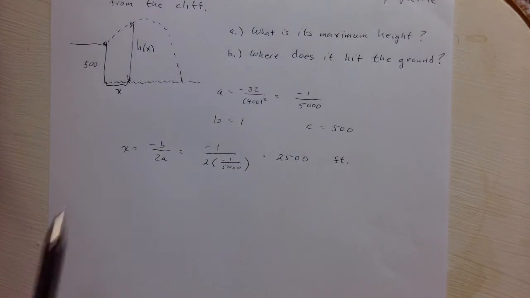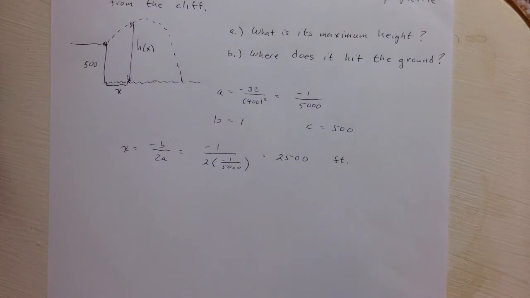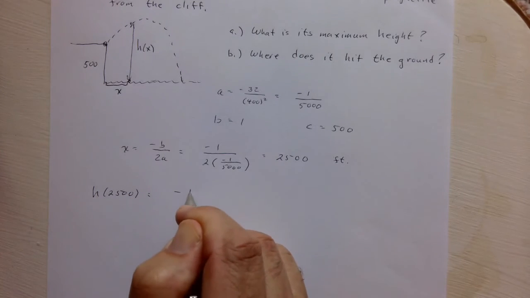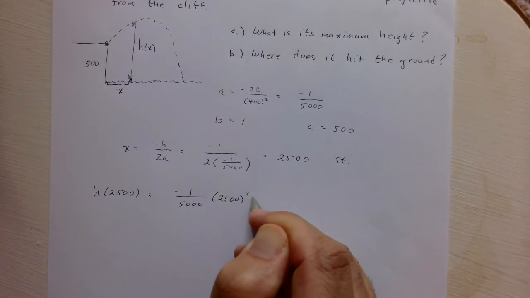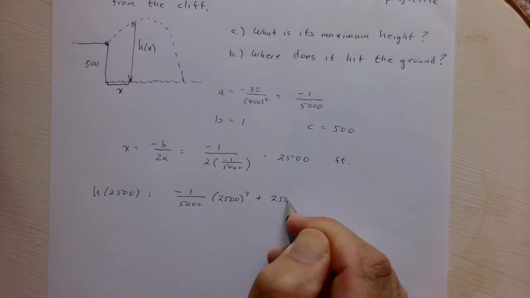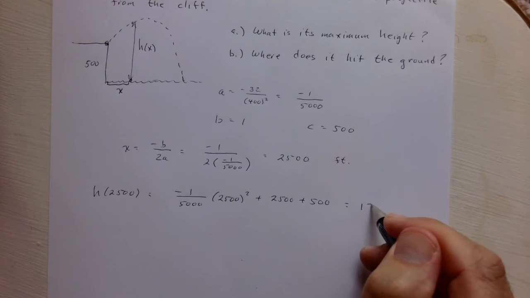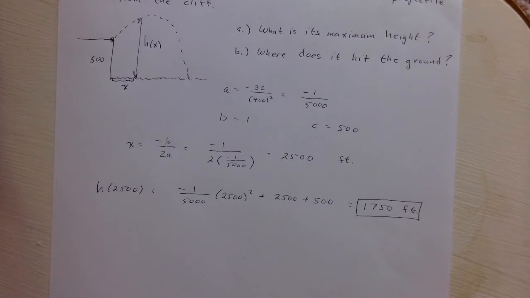All right, now that tells us what this distance is. That just tells us the distance from here to here. To find what the maximum is, we take 2,500 and plug that in. So h of 2,500 is going to be negative 1 over 5,000 times 2,500 squared plus 2,500 plus 500. And that turns out to be 1,750 feet. All right, so that's the answer for part A.